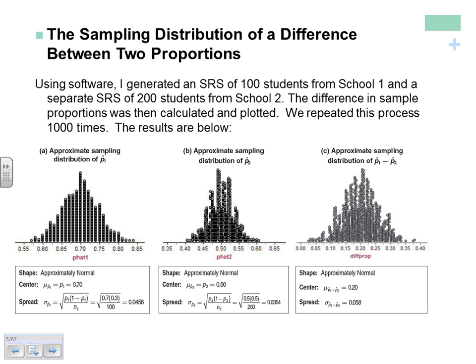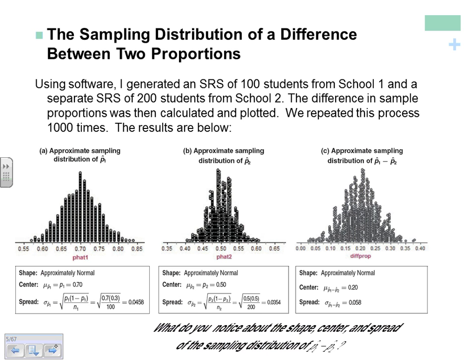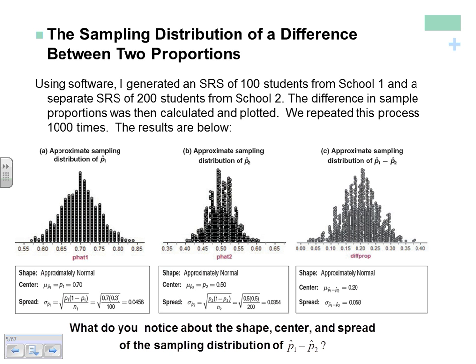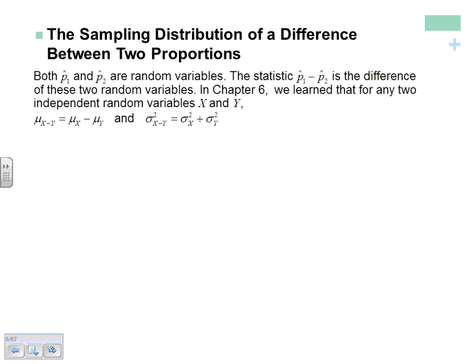So what do you notice about their centers? Well, in this case, all you had to do was take 0.70 minus 0.5 to get the 0.2. Is that true for the spreads? It is not. So think back when you had to find the new standard deviations, what you had to do. Okay. And then what do you notice about the shape? Okay, if the other two are normal, then it's also normal.